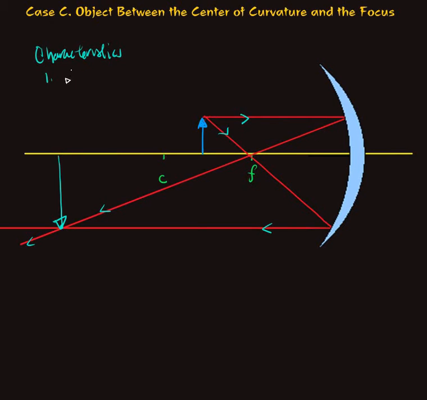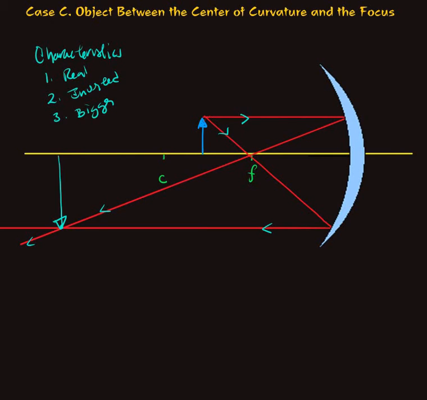Well, you see first that it is real. It's a real image. Second, that it is inverted, or downward. Let's put inverted. And third, it is bigger than the object. Bigger than the object. Yes, it is.